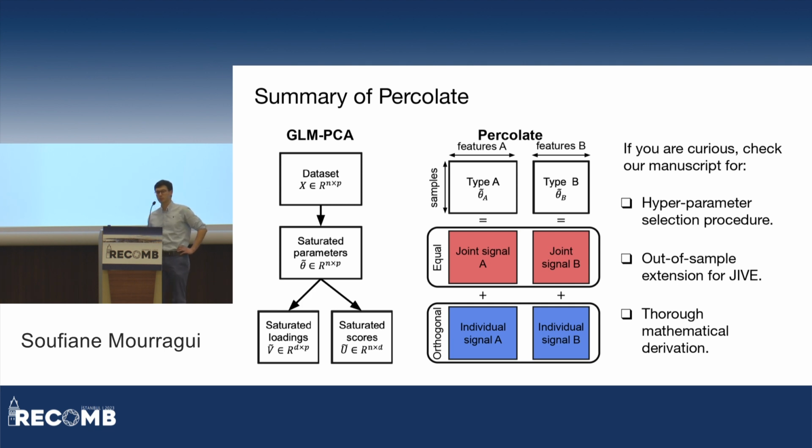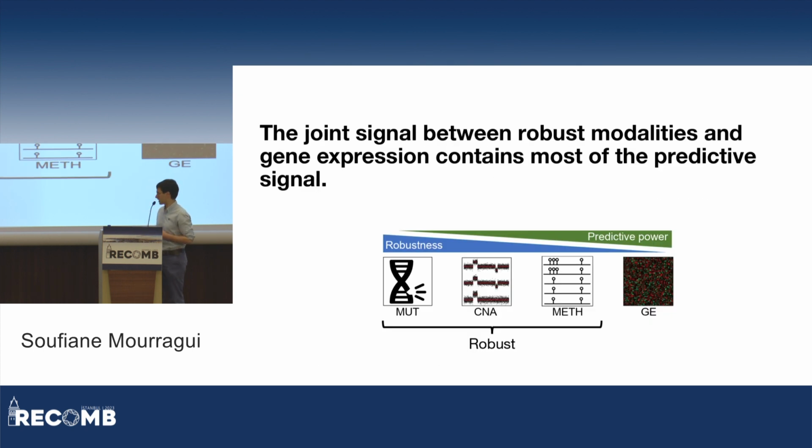So the first thing we tried is to see whether we can use Percolate to increase the predictive performance of DNA-based predictors, of robust modalities here. And by robust, I mean these 3 data types: taken individually, mutation, copy number, or methylation. Each one of them individually is considered robust, as opposed to gene expression. So the first thing we did was to take one robust modality, look at gene expression, and percolate this robust type into gene expression to get the joint signal, the individual signal, and the noise.